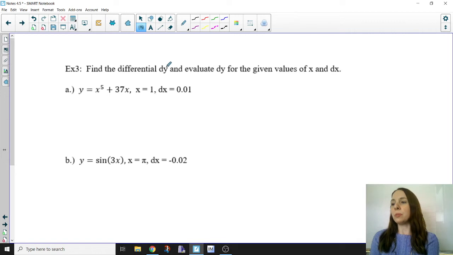Find the differential dy and evaluate dy for the given values of x and dx. So we have a function here, y equals x to the 5th plus 37x. We have an x coordinate that we're starting at, and then we have a dx value. And this dx value is how much your x coordinate is changing by. So we could add that on, and we would get 1.01 and find what the new function value is. And then find the change from the old function value to the new function value.